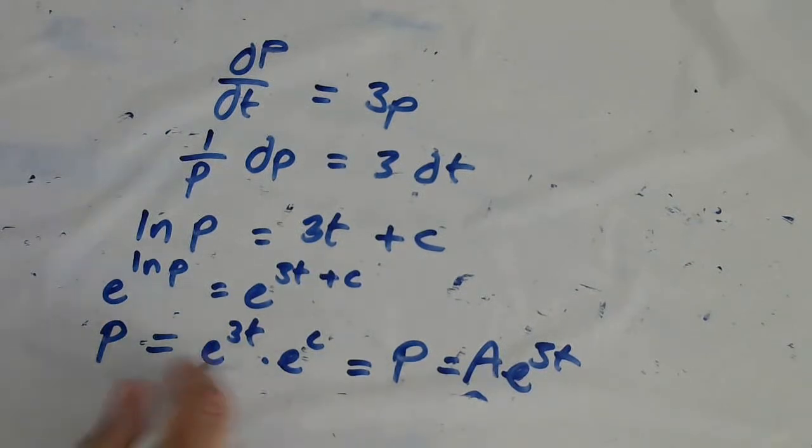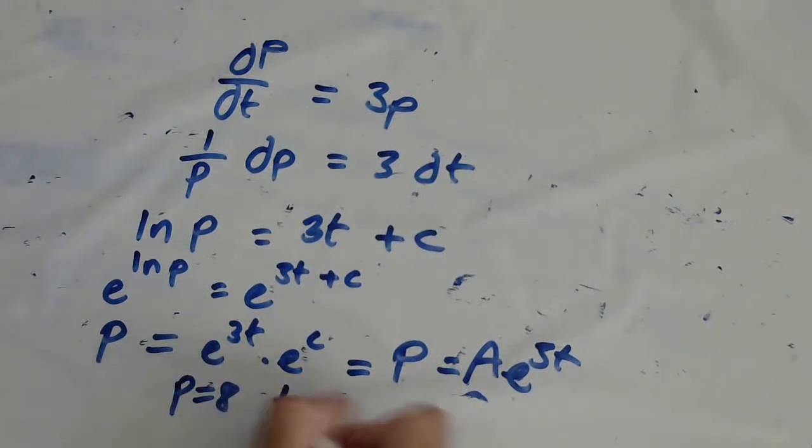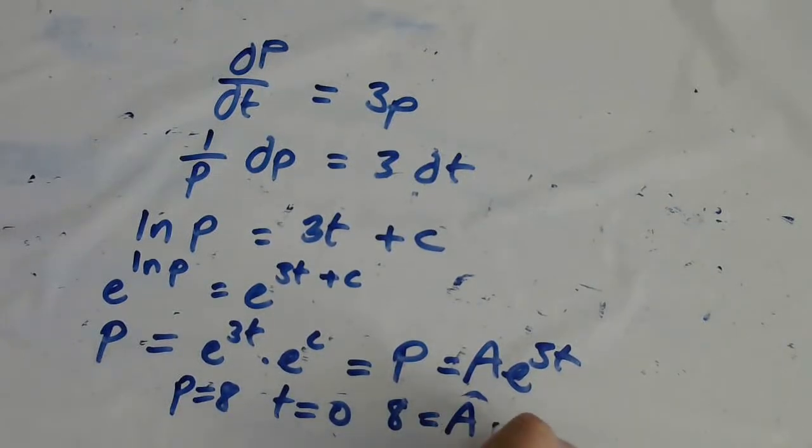So if I know that P equals 8 when t equals 0, because they tell me the population when nothing's happened is 8, so no time has happened, now if I substitute those in, I get 8 equals A times e to the power of 3 times 0, yeah?